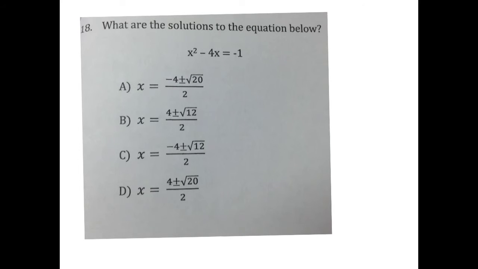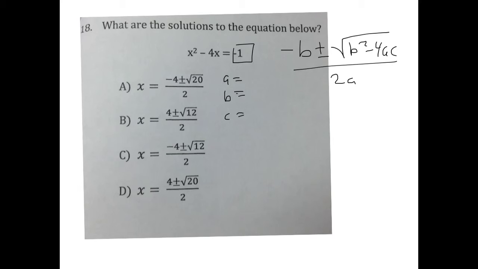All right, this was quadratic formula. I can tell by the way these are written. Quadratic formula is negative b plus or minus the square root of b squared minus 4ac, all divided by 2a. It was important in quadratic formula to know a, b, and c.